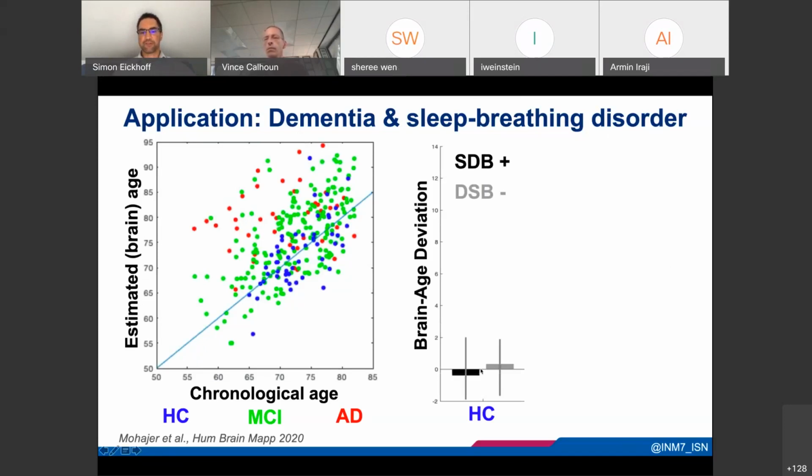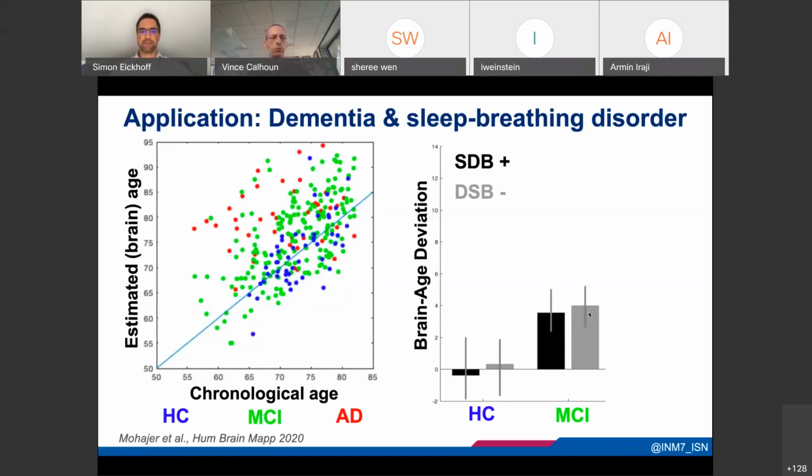Their mean brain age deviation is about 0, which it should be. If we look at patients with MCI, we're finding what everybody else finds. Yes, we have a roughly 4-year advancement. But interestingly, neither in the patients with mild cognitive impairment nor in the healthy controls, there was a significant difference between patients with sleep-related breathing disorders in black and those that did not suffer from it in gray.